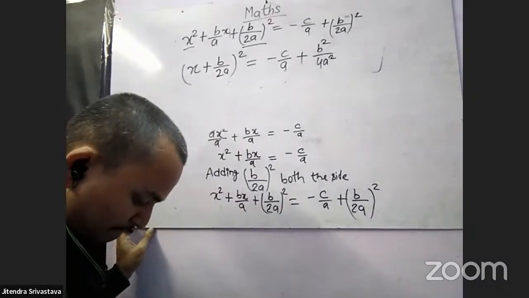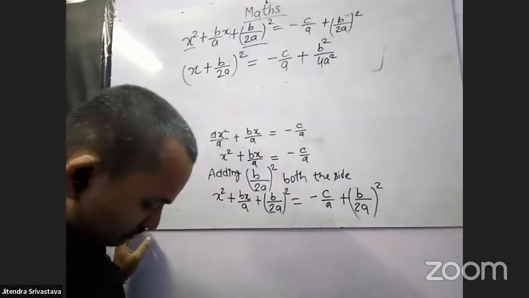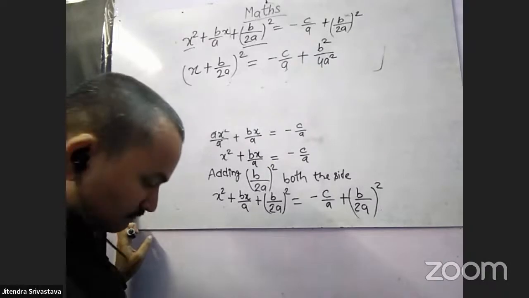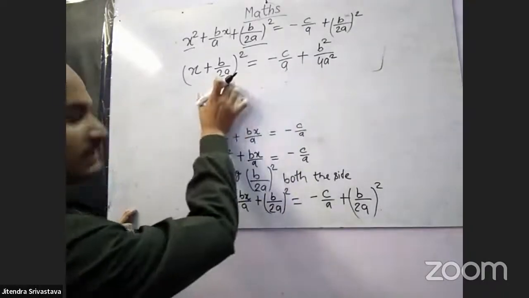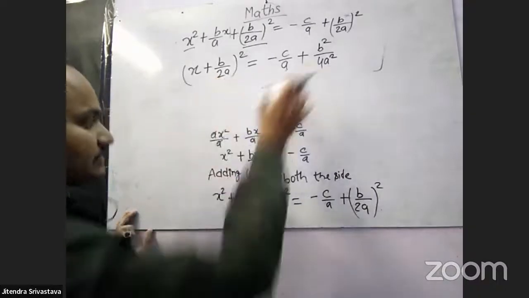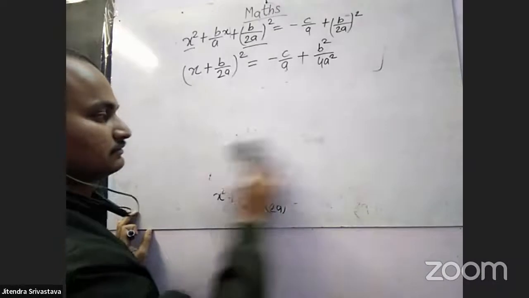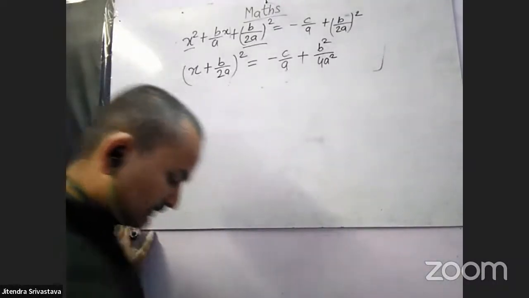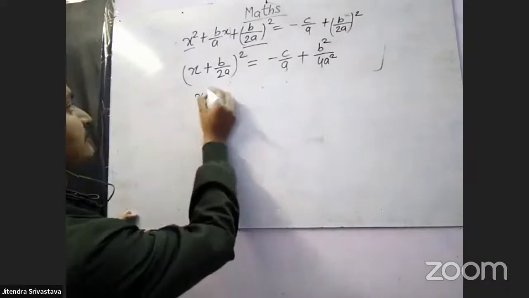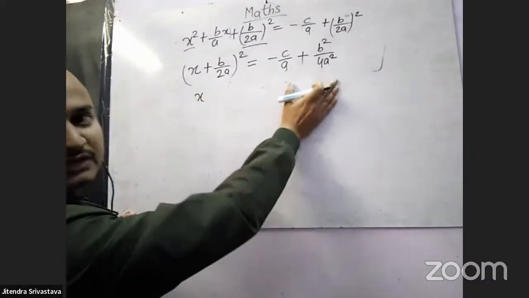Now what we will do? We will take this here. We don't touch this one. It will be written as it is. Now we have to focus on the other side of the equal.